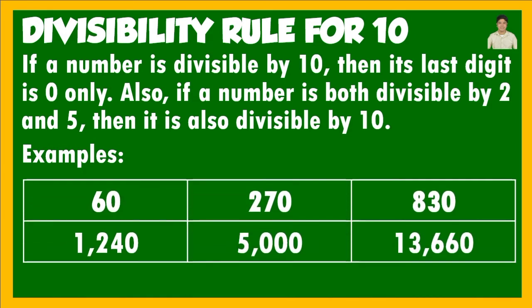Examples. Ayan. So ayun, ano yung mga common digits, common last digits or common ones digits? 0. So lahat po ng mga given na yan, 60, 270, 830, 1,240, 5,000, 13,660 are all divisible by 10. Okay, so yan ang pinakamadaling divisibility rule sa lahat. Basta nag-end sa 0, that's it. So, I hope pupils, grade 5 pupils, naintindihan natin yung divisibility rules for 2, 5, and 10.